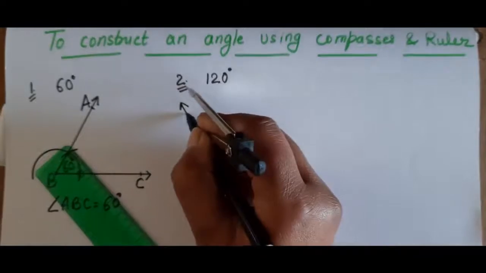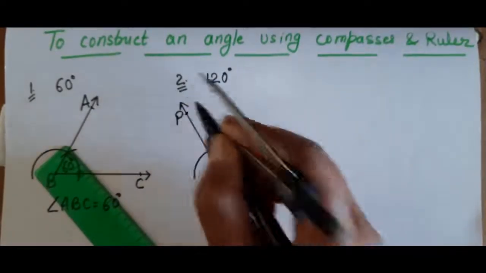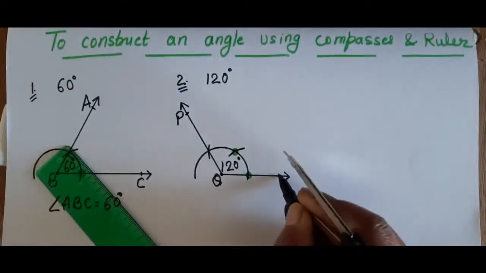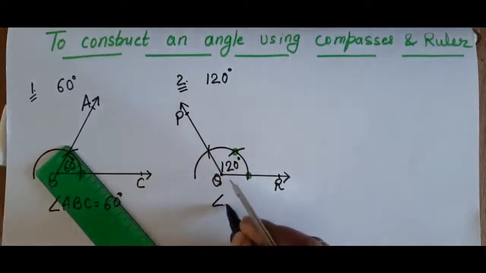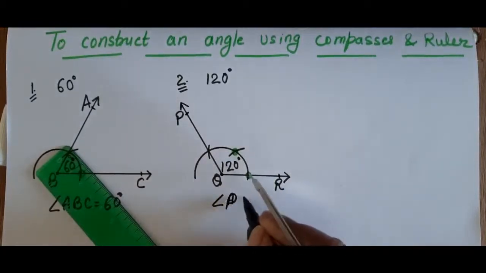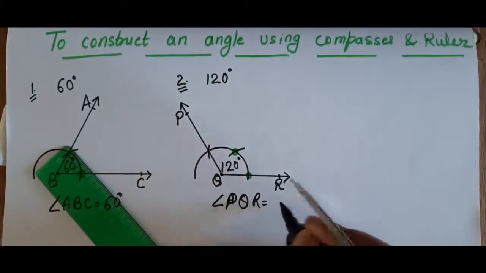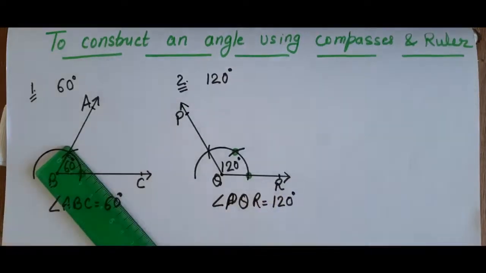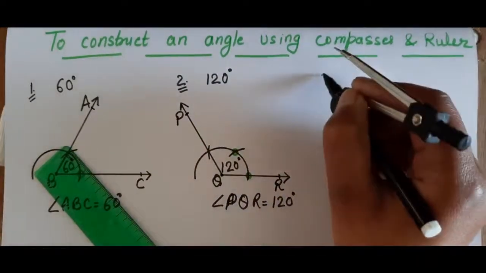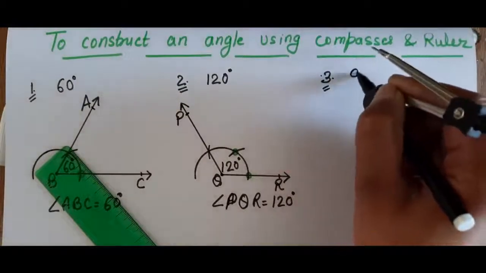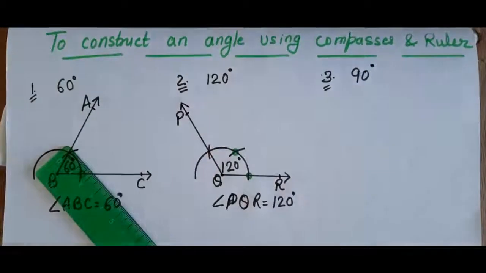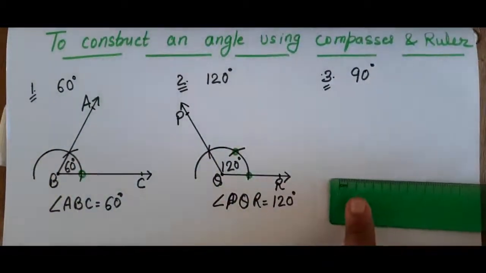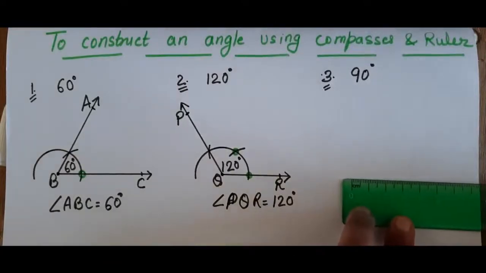You can name it by capital letters. Angle PQR is angle PQR is 120 degree. Right? Next we will make an angle of 90 degree now. First step is again same. Draw a ray.